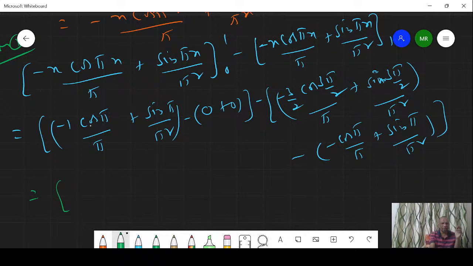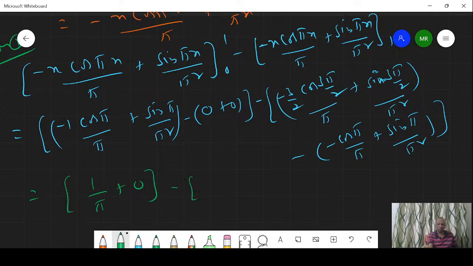Now you can see this one. Minus cos 180, minus 1, minus 1 minus 1, it will be 1 by pi. You should be careful with the values. Sin pi is 0, everything else is 0. This is the first bracket. Understood? Cos 180 is minus 1, this gives 1 by pi. This first bracket is over.